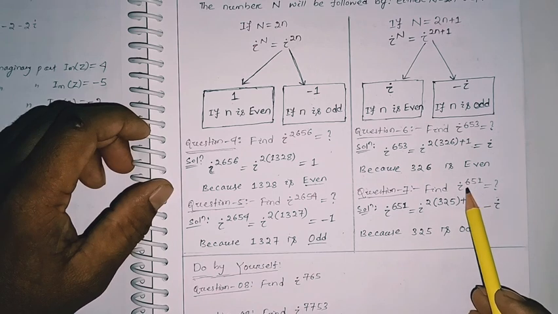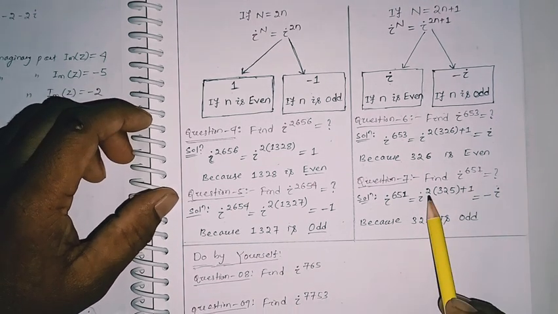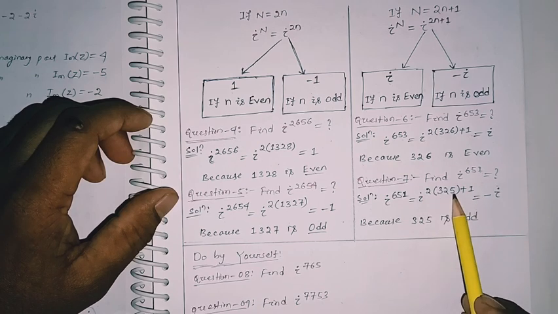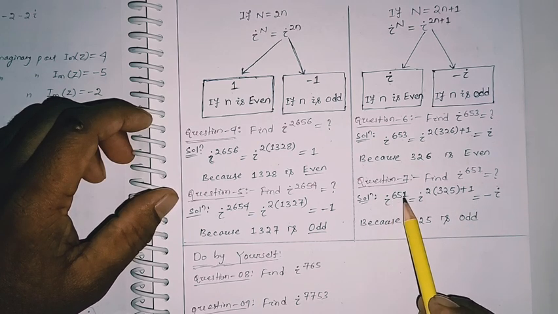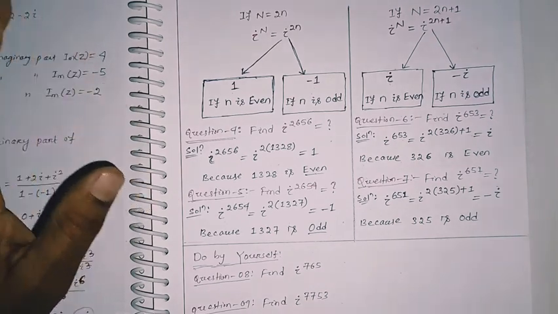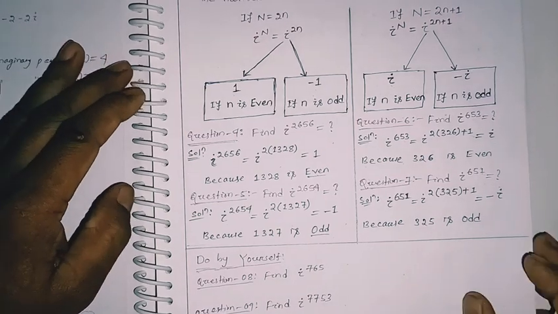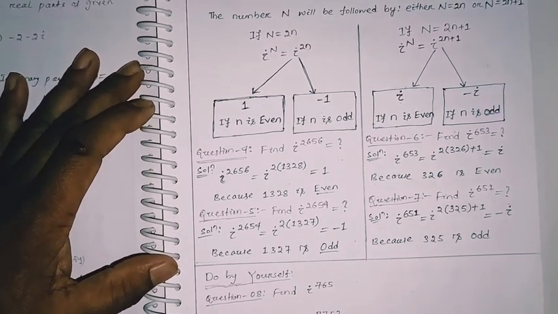If it is i to the 651, then this can be written as 2 into 325 plus 1. Here 325 is odd, so i to the 651 will be minus i. This is very important for different questions whenever you are going to find a higher power of i. Just remember it carefully.